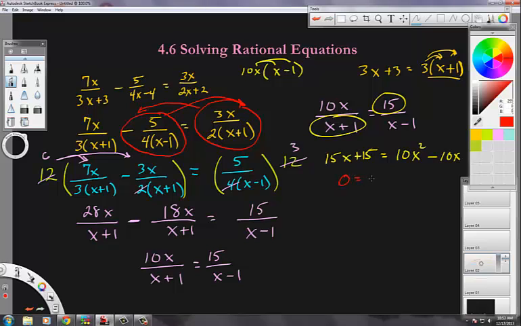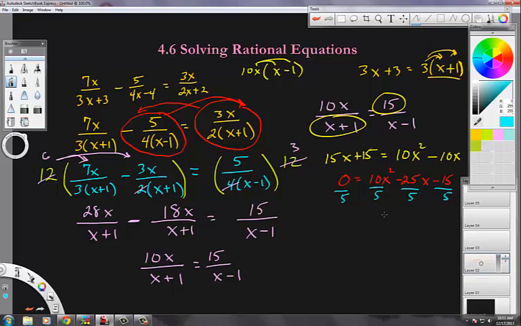0 equals 10x squared. And if I take this 15x and subtract it, what am I going to get? How many x's? Negative 25x, and then the plus 15 doesn't have any friends, so we'll subtract it, so it'll be minus 15, like that. Well, some would say, can't I just divide everything by 5 here, because these are all divisible by 5 to make these numbers smaller? And that is a legal move. So we'll divide everything by 5.